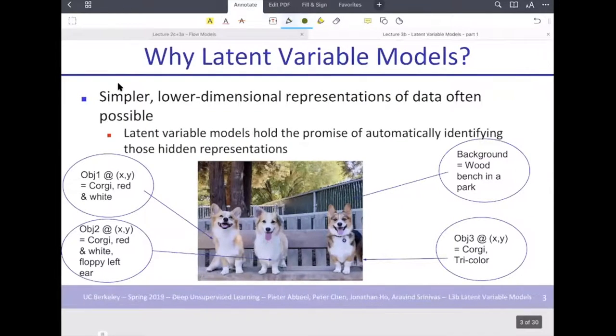So z is the latent variables that we do not get to observe. So why do you want latent variable models? It's because simpler, lower dimensional representations of the data are possible. So for example, in this image, a high dimensional image, we can simplify into smaller dimensions. Say object one is a corgi, red and white, at XY coordinate, floppy left ear, and the background is a bench in a park. So latent variable models can automatically identify those hidden representations.